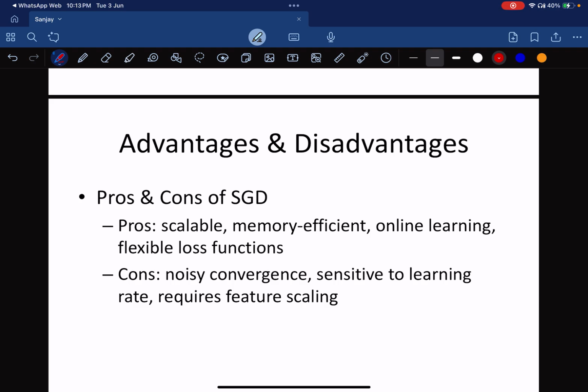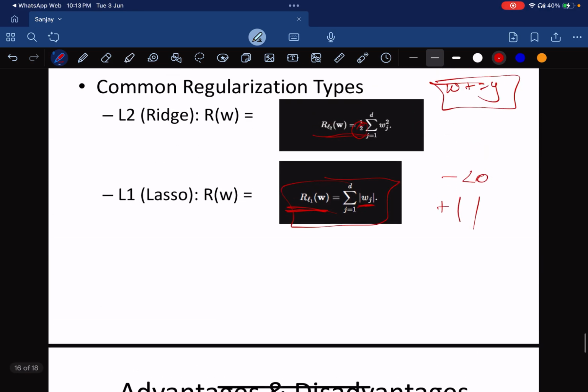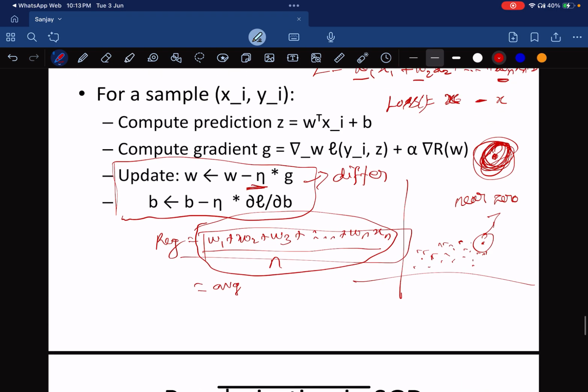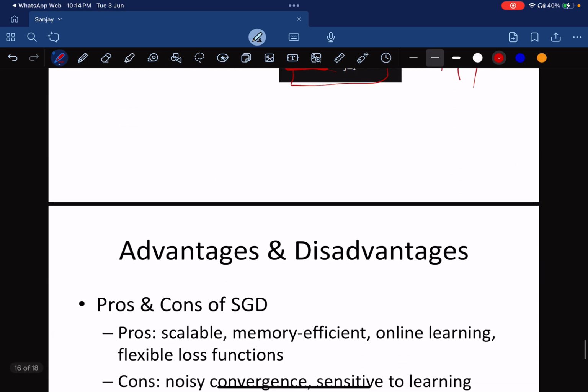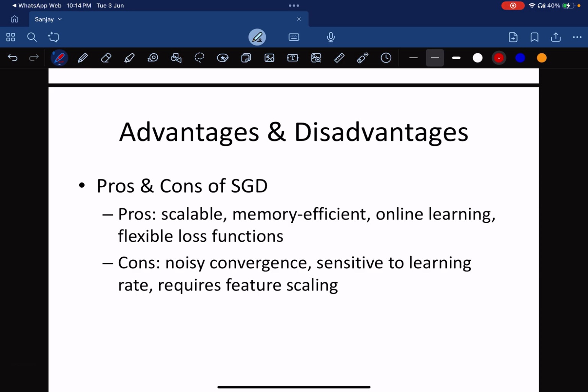Cons: noisy convergence and sensitivity to the learning rate. This is a learning rate, and the learning rate is in the range of 0.001 to 1. The learning rate sets the steps to converge the data points or the hyperplane. It is very sensitive to the learning rate and requires feature scaling, and it can also escape local minima.